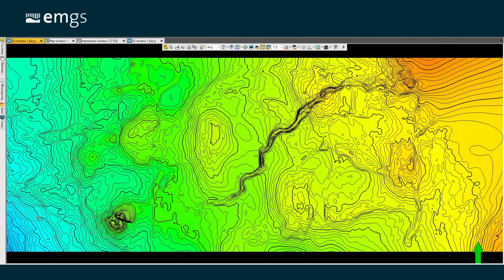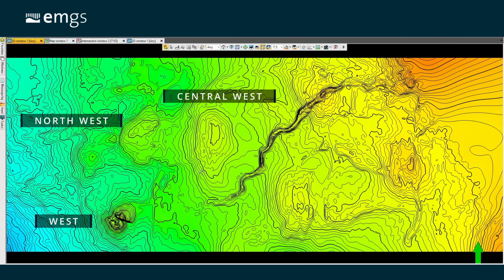The prospect names that we are going to be using, we have 6 prospects. One is in the lower left here that we are going to call the Western Prospect. The second one up here we're going to call the Northwestern Prospect. The next one around here in the center we're going to call the Central West Prospect, and down here the Central East Prospect. This one up here, the Northeastern Prospect, and this one down here, the Eastern Prospect.